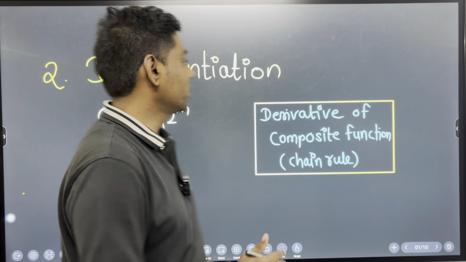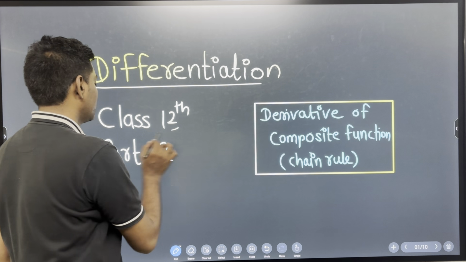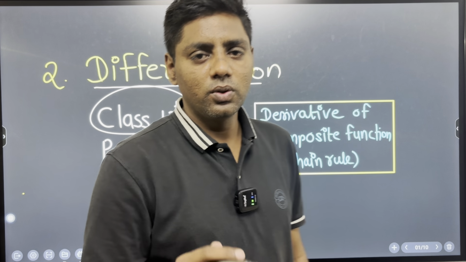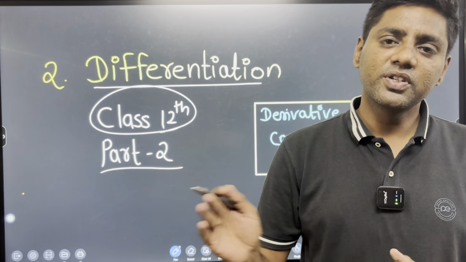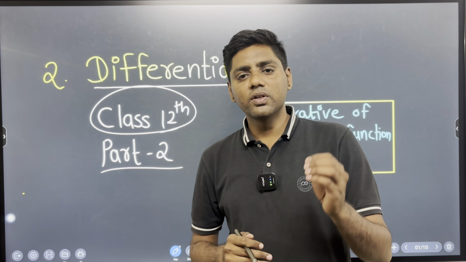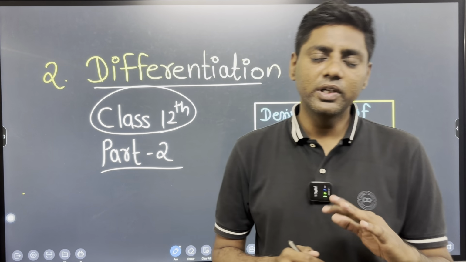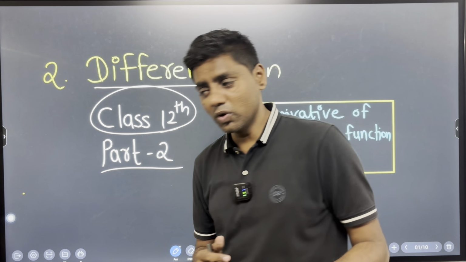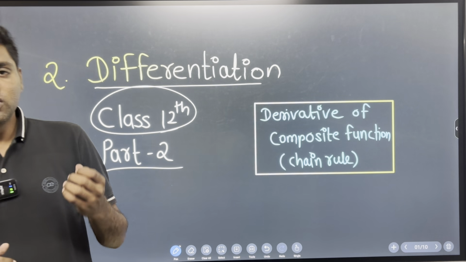Already we studied differentiation of class 12 part 2, the most important chapter. Already we studied some basic formulas. In the first lecture we completed the basic formulas along with simple level questions. After that we completed questions based on the multiplication property of derivative. Then we went for the division property of derivative.